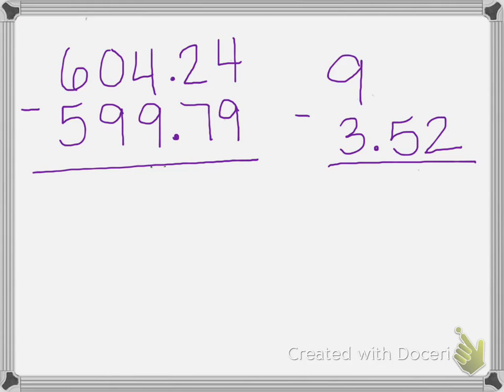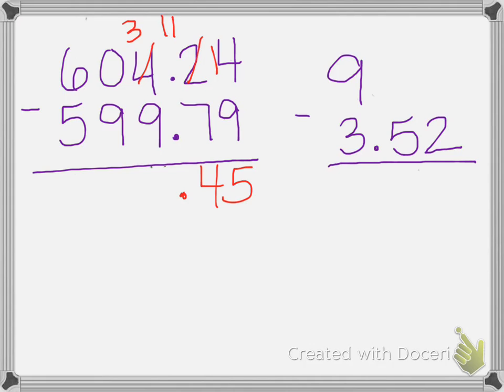Number 2 says solve. So 4 minus 9 we can't do. So we have to borrow from the 2, which becomes a 1. The 4 becomes a 14. 14 minus 9 is 5. 1 minus 7 we can't do, so we borrow from the 4, which is a 3. The 1 becomes an 11. 11 minus 7 is 4.